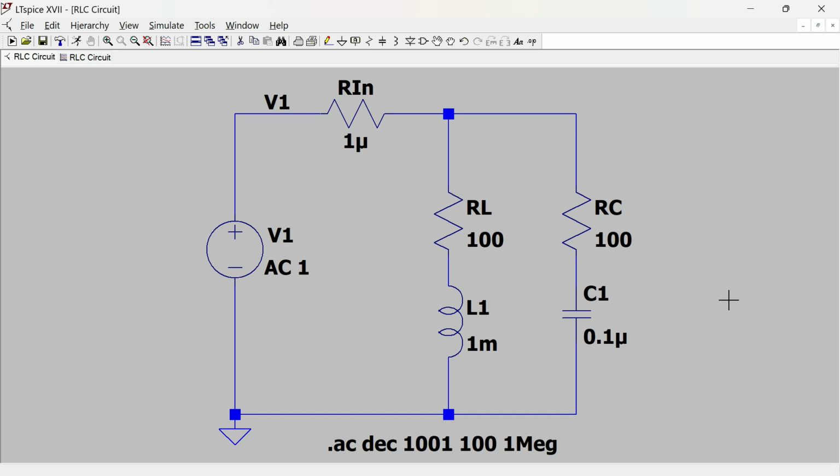Now I want to show a SPICE simulation of this RLC circuit. I have the RLC circuit to the right, and in this particular case, I've chosen the resistor values to be 100 ohms. My inductance is 1 millihenry. My capacitance is 0.1 microfarad. So this has the characteristic impedance of 100 ohms. Again, that's the value that I've chosen for these resistors.